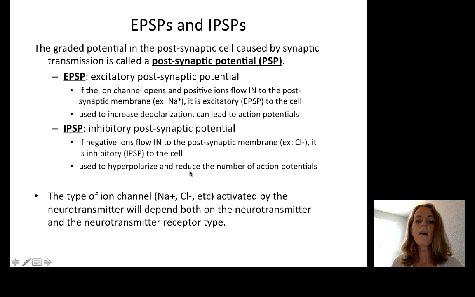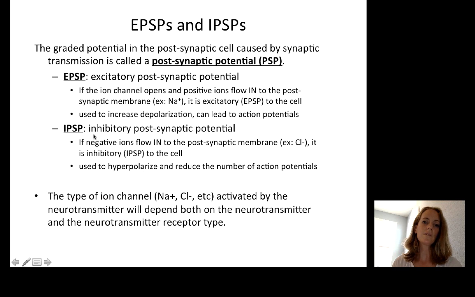That will overall make it more difficult to get an action potential, and an IPSP can quiet a cell or reduce the number of action potentials produced. If you guys know anyone who has epilepsy or similar clinical conditions, this balance of excitation and inhibition is very important in the nervous system.